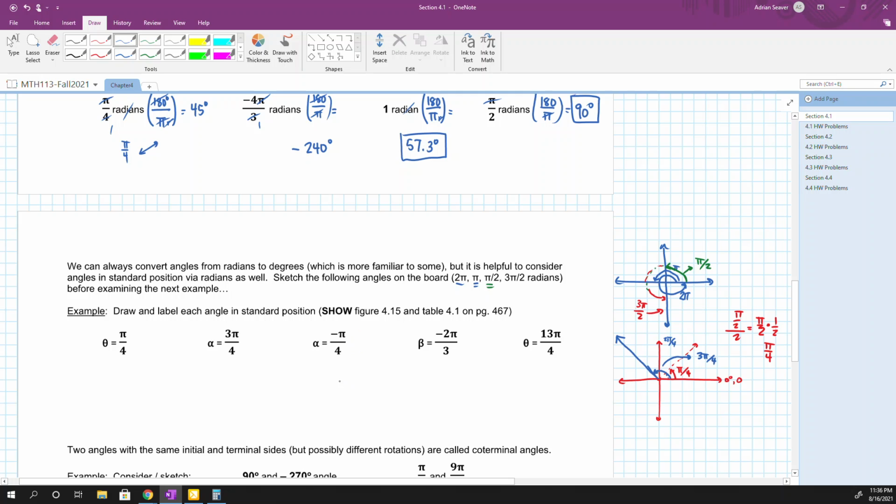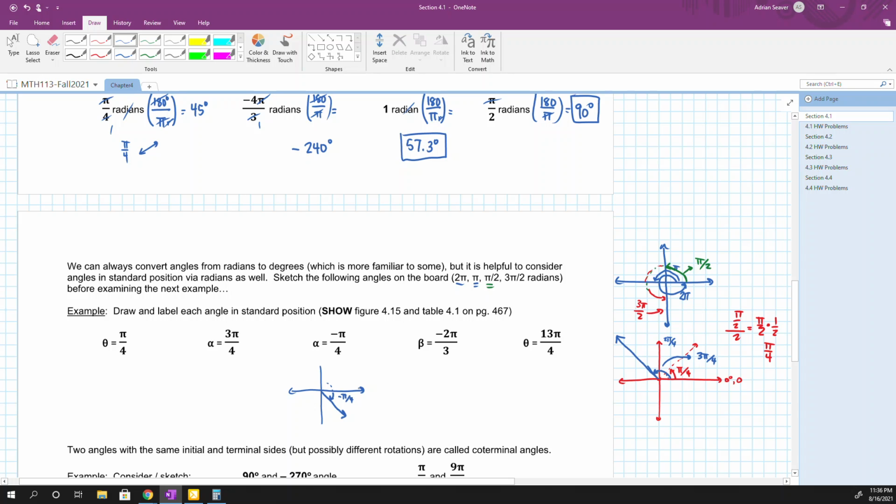The next one is negative pi over 4. So here, instead of measuring counterclockwise, we're going to go the opposite direction, but it's the same amount of angle. So we're going to go this direction. That would be your negative pi over 4.